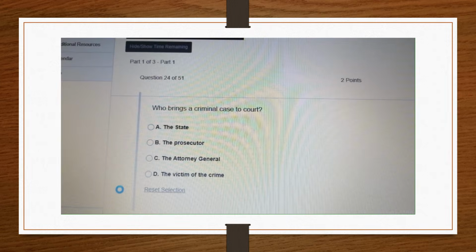Who brings a criminal case to court? The prosecutor. The main point is to know that the prosecutor represents the state in a court of law. I just want to use the words on behalf of the state, but I don't know how to construct the sentence. But it is in your study guide. I just forgot the page, but you're going to find it there.